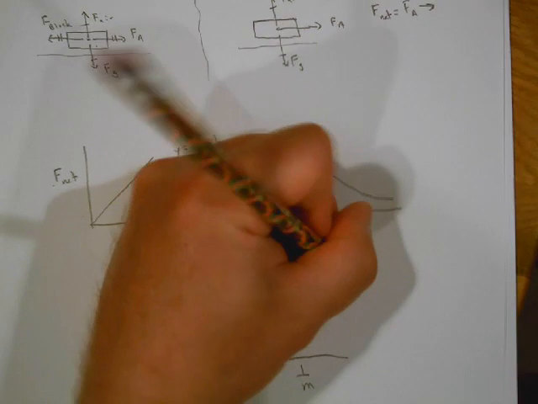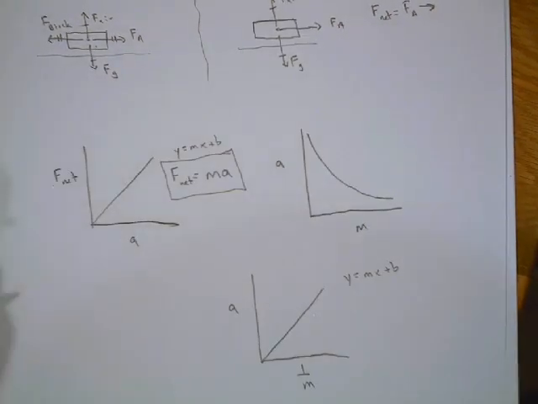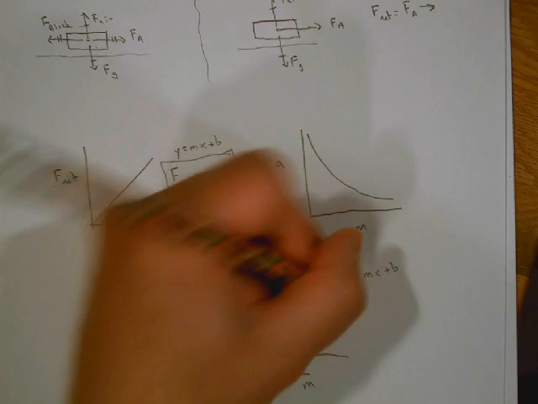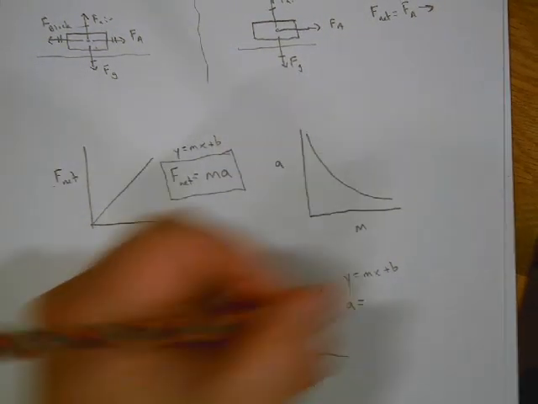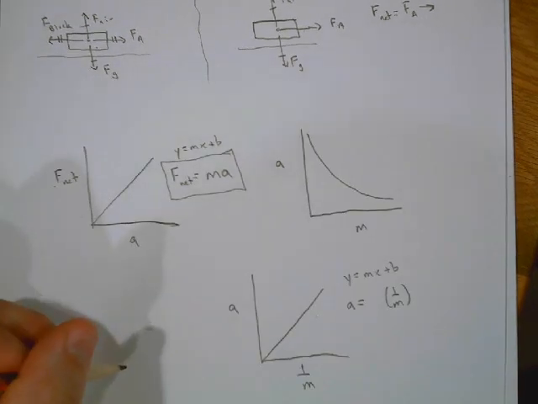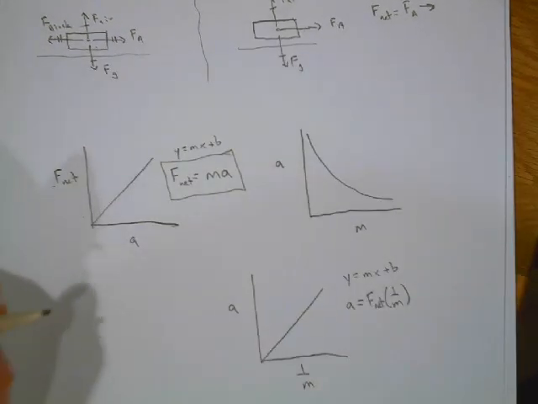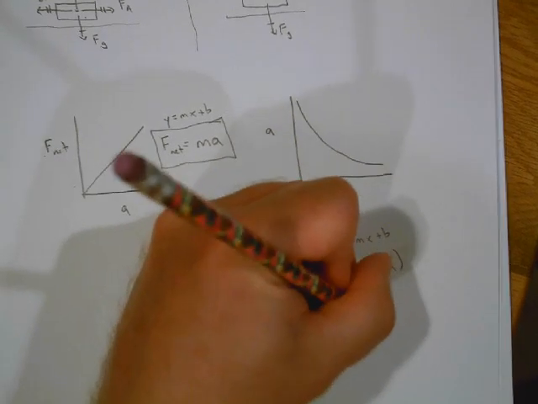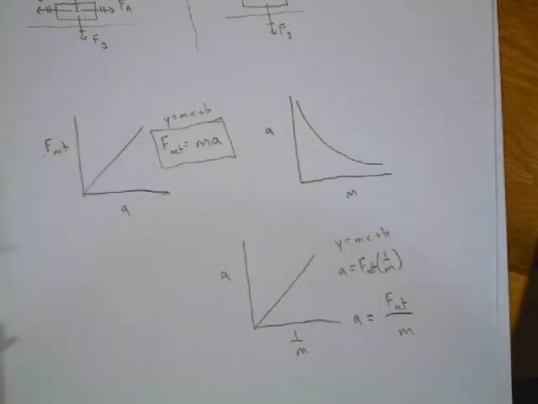And then again, hey, look, I got a line. So I should be thinking about y equals mx plus b. Did I graph y? Nope. I graphed a. Did I graph x? Nope. I graphed 1 over the mass, and in this case, the slope came out to be the net force. So really, I end up with a equals F net over m.